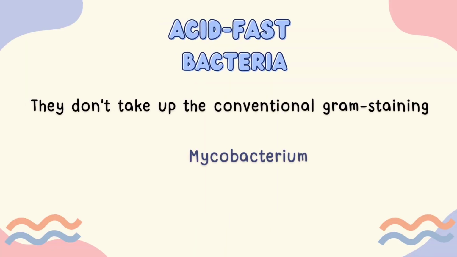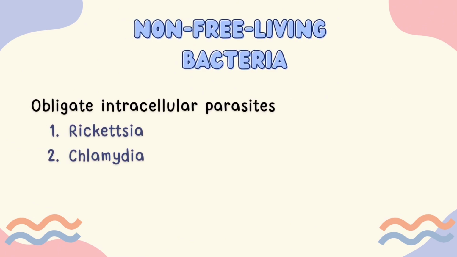Acid-fast bacteria don't take up the conventional gram staining. The examples are Mycobacterium tuberculosis and Mycobacterium leprae. Another bacteria, Nocardia, is also acid fast, but it is weakly acid fast. So these examples are under the acid fast bacteria. Non-free living bacteria are also known as obligate intracellular parasites. They include Rickettsia and Chlamydia.